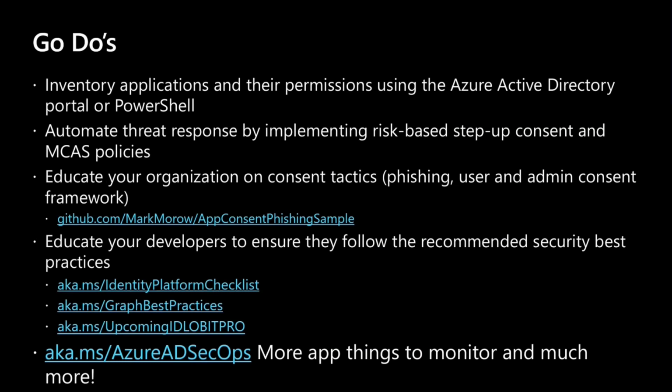Now to sum everything up with some go-dos, because I know that we've covered a lot today. First off, something that you can take home with you is that you can inventory those applications and their permissions, either using the portal or some of the tools we mentioned earlier, or that PowerShell script if you're looking for a cheaper option there as well. If it's available to you, automate the threat response by implementing risk-based step-up consent, which should be enabled by default, but if it has been flipped off, you talk to your admins about getting it flipped on, and creating some MCAS policies if that is within your licensing structure.